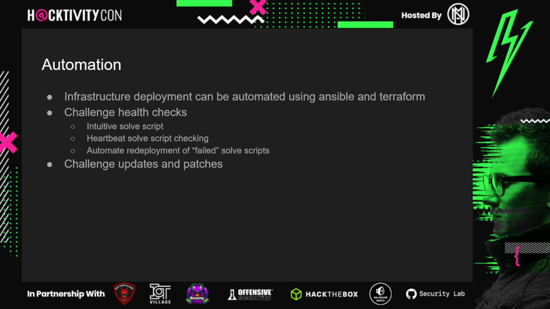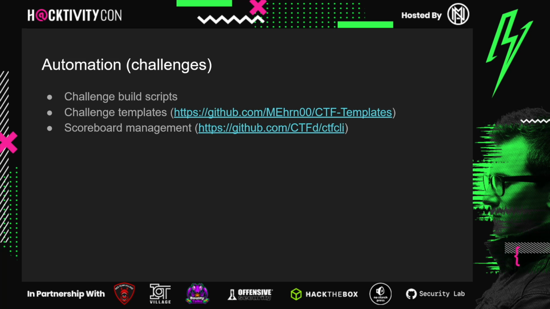Another great automation tip is for challenge updates and patches. I've seen CTFs which have taken this straight out of the water, where they integrate GitLab or GitHub CI into challenge updates. All they do is make the change to their challenge, push it to the repo, and the GitHub CI will automatically deploy those changes, which is super cool. Here's a couple of resources on ways you can do more automation.